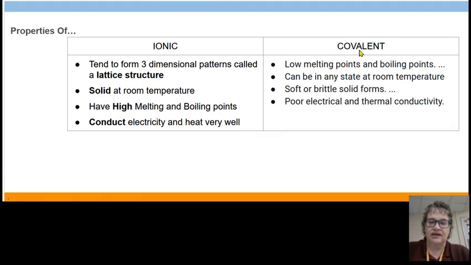Covalent compounds, compared to ionic compounds, tend to have a low melting point and boiling point. They can be in any state at room temperature. That means they can be solid, liquid, or gas at room temperature. They tend to be soft or brittle in their solid form. And they are poor electrical and thermal conductors. Okay.